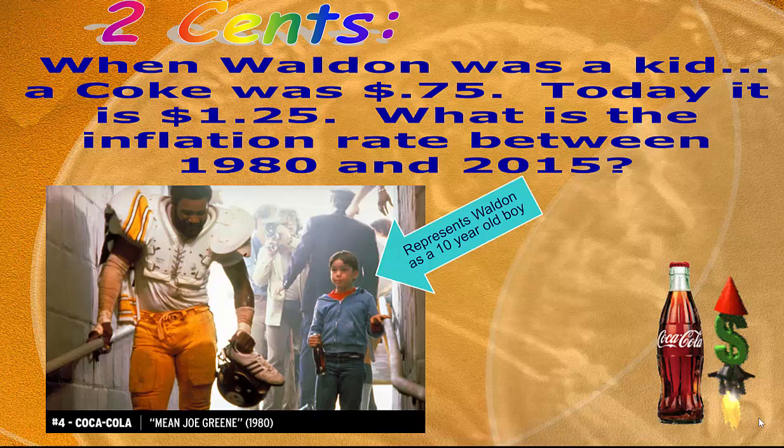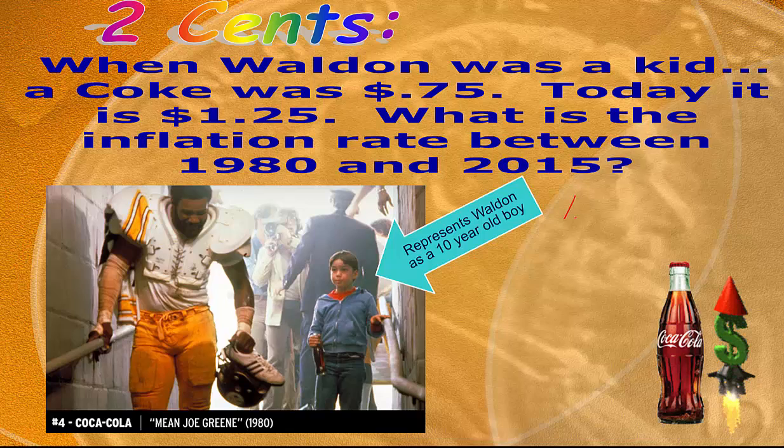Lecture on the second half of inflation. So let's review a little bit from last time. We learned how to calculate the inflation rate. For example, if we wanted to calculate the inflation rate for Coca-Cola from 1980 until today, we're going to take the difference in the price between the 2 years and then divide by the price in the first year and then multiply that by 100.